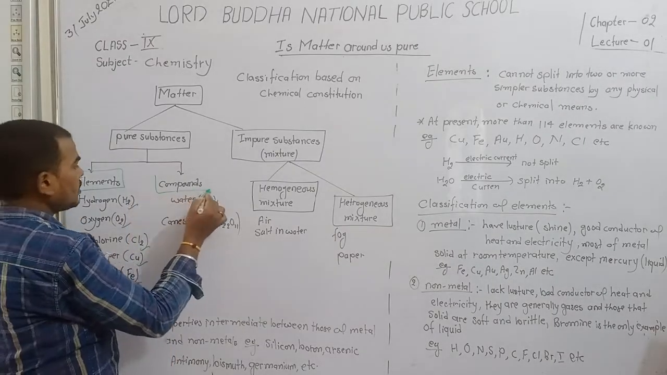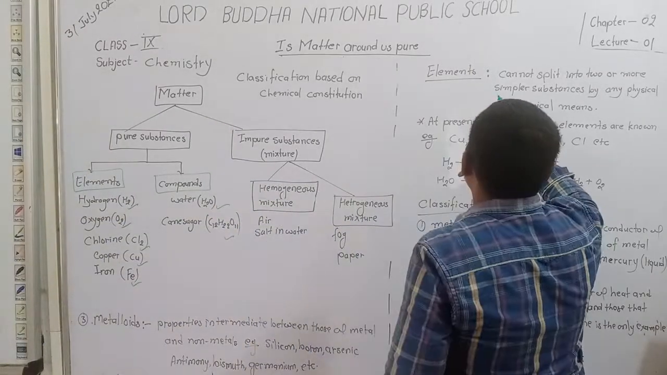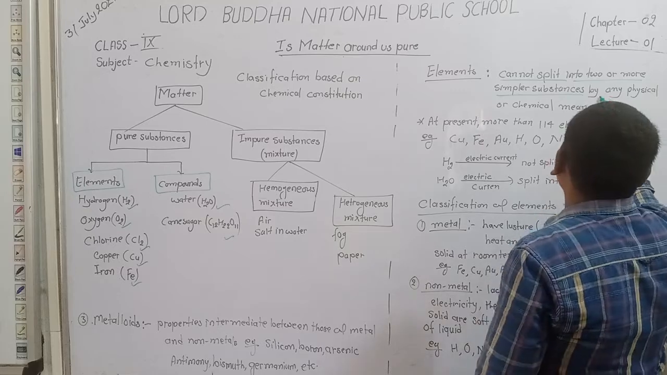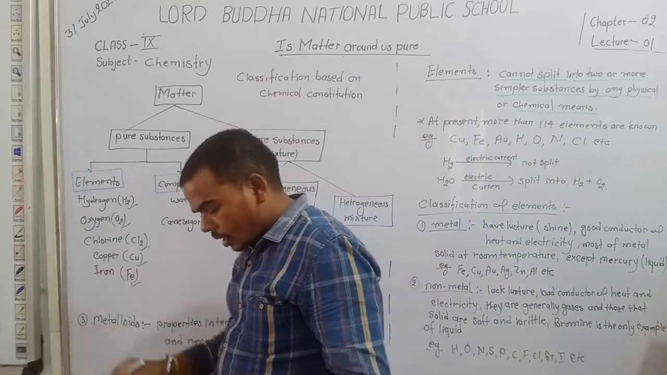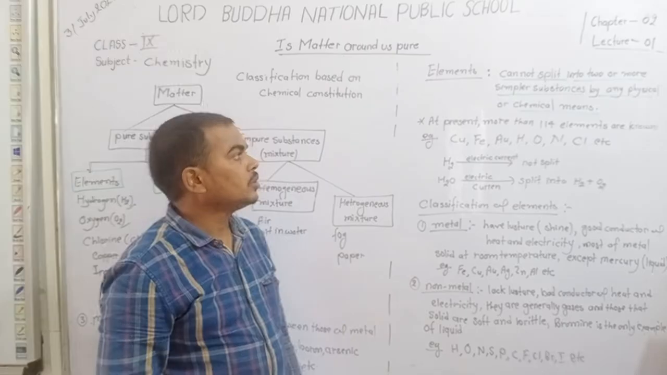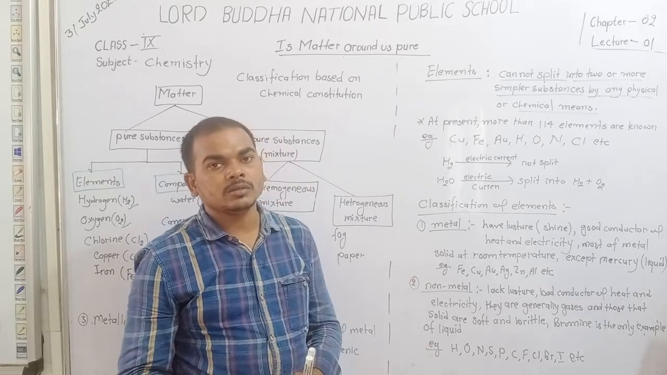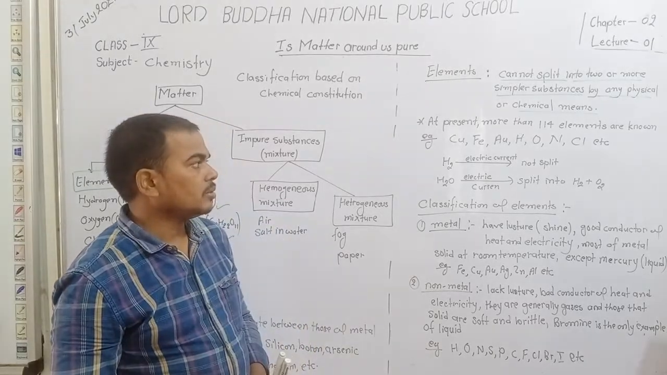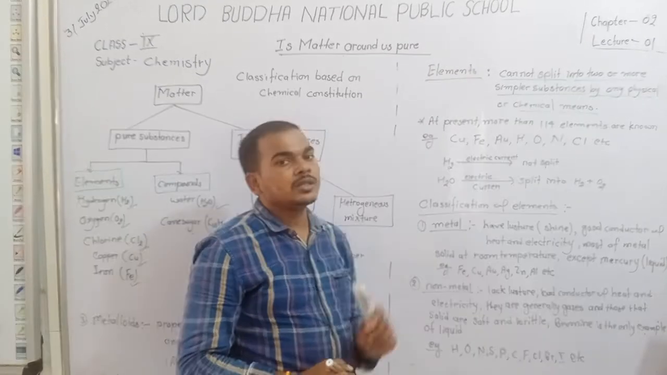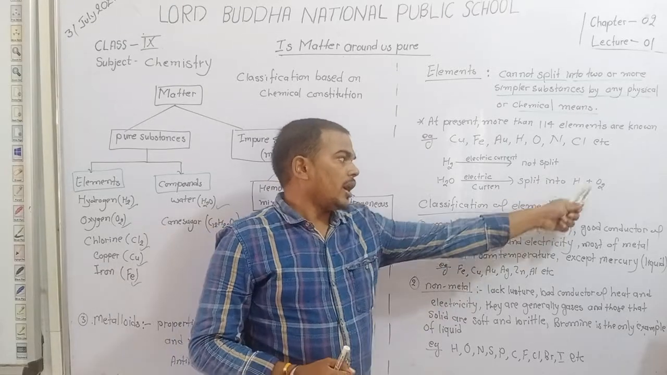Whereas compounds, dear student, water is a compound, sugar is a compound. According to the concept of element, a substance which cannot be split into two or more simpler substances by any physical or chemical means, by any physical or chemical process, is known as an element. Like H2: when you apply heat or electricity on H2, it cannot split. But when you apply electricity on H2O, it can split into H2 and O2.